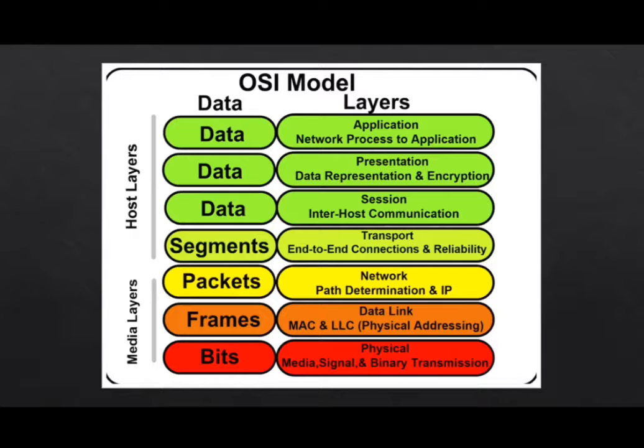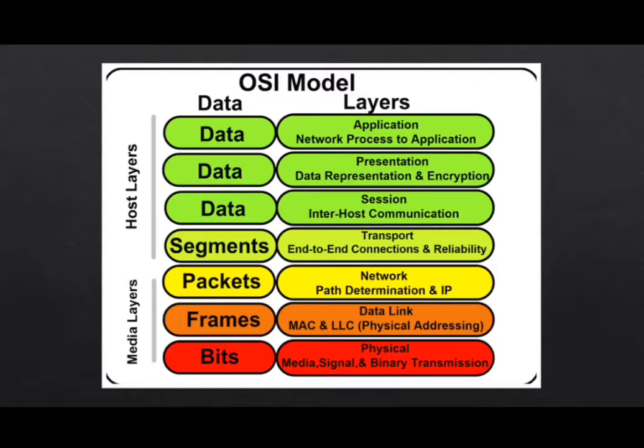Next layer is the presentation layer. The presentation layer prepares data for the application layer. This layer ensures that the data is in a usable format, and it's where data encryption occurs.